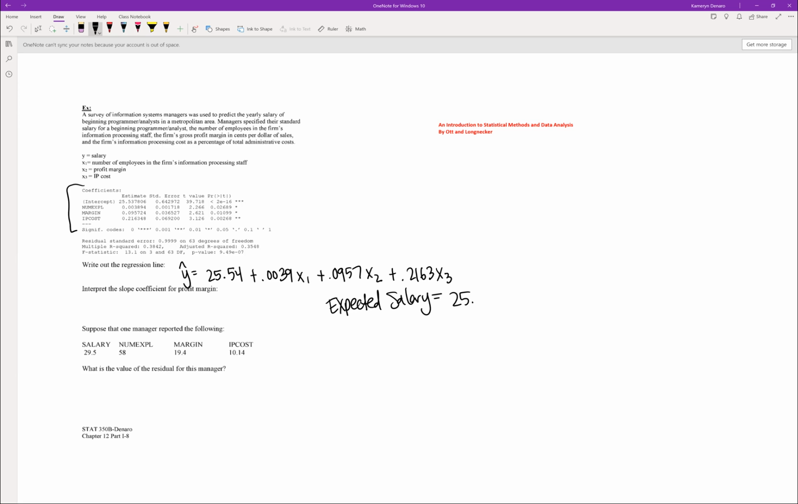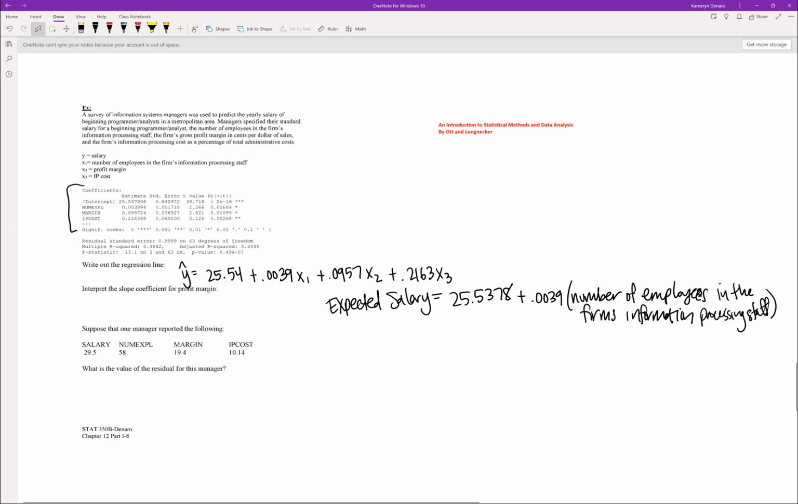is equal to 25.5378 plus 0.0039 times the number of employees in the firm's information processing staff, plus 0.0957 times the profit margin, plus 0.2163 times the IP cost. Either of those would have been fine with me.